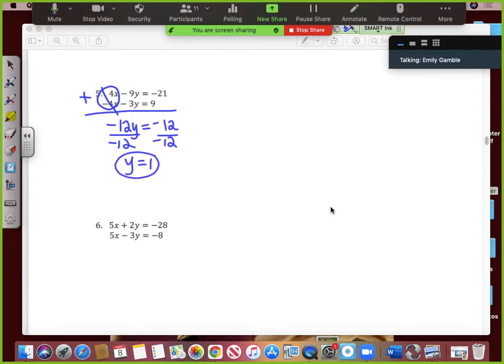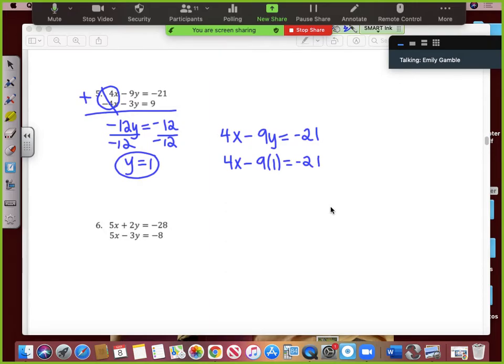Once you have one of the variables, you can quickly solve for the other one by choosing one of the two equations at the very top. I'm going to use 4x minus 9y equals negative 21. Both of the equations seem to be equal in difficulty since a lot of them have negatives. I'm now going to replace y with 1 since I just found y to be equal to 1. And then I'll solve for x.